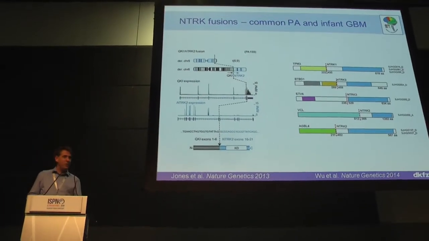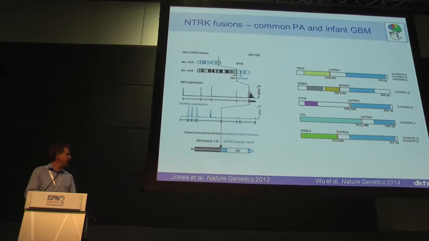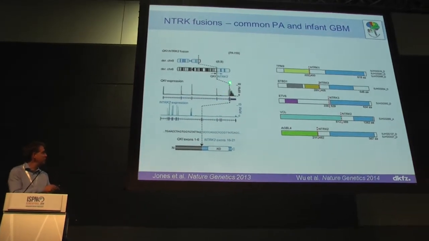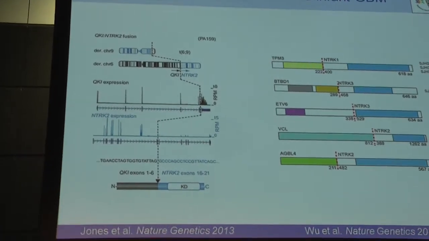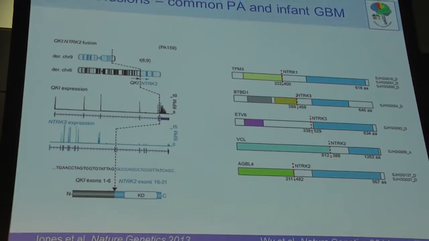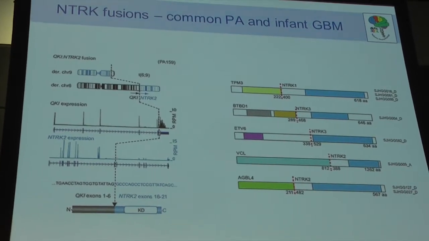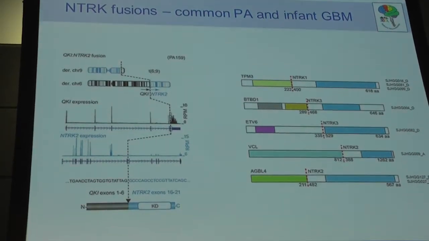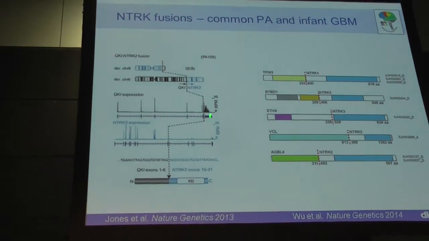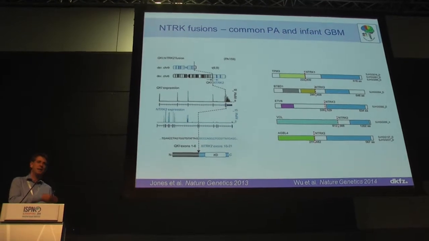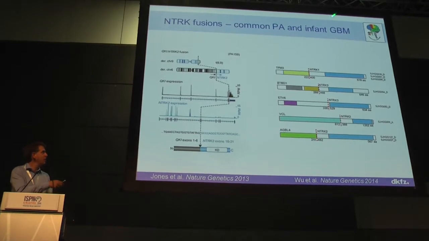So now, when thinking about some of the puzzles that we still have, one of them is that these QKI-RAF fusions, which we also found as a hit in a proportion of pilocytic astrocytomas and which also feed into the MAP kinase pathway, can also be identified, especially in infant glioblastomas. It will be really interesting, once we have larger cohorts, to look at the commonalities and differences between a QKI-RAF mutated low-grade astrocytoma or pilocytic and a QKI-RAF fused infant GBM.